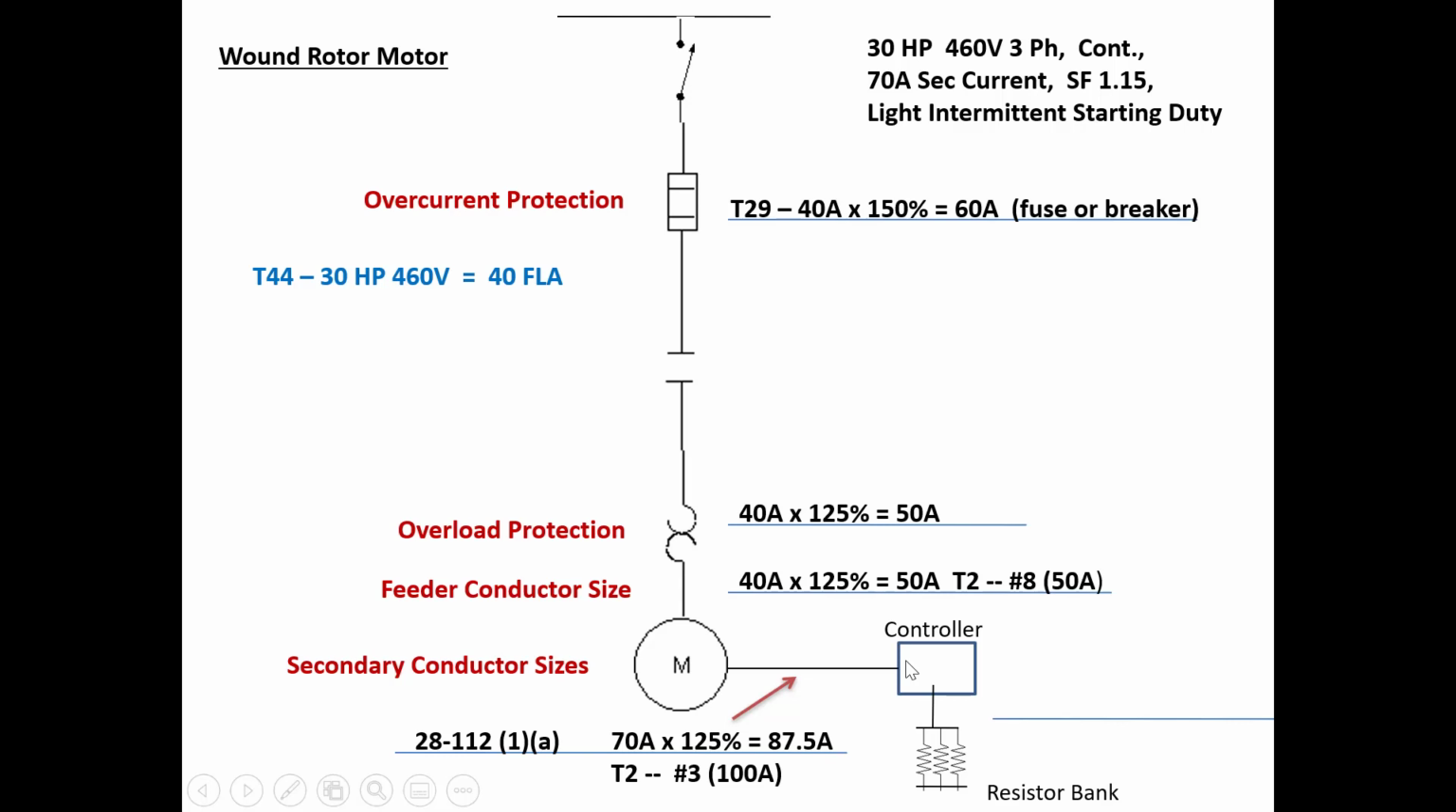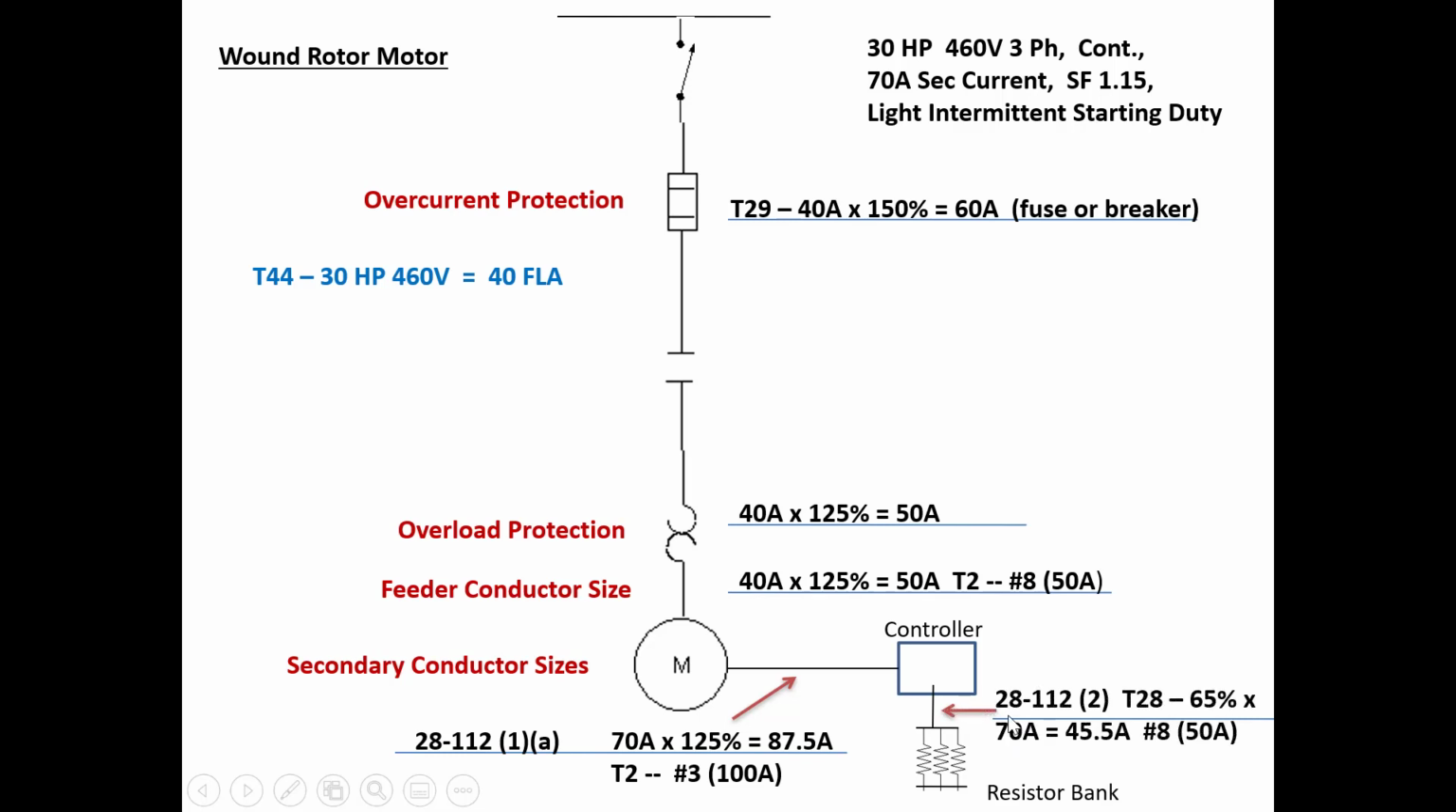Now the second part of 28-112, subrule 2, says ampacities of insulated conductors connecting the secondary resistors to their controllers shall not be less than that determined by applying the appropriate percentage in table 28 to the maximum current that the device is required to carry. So from the resistors to the controller is this wire right here.